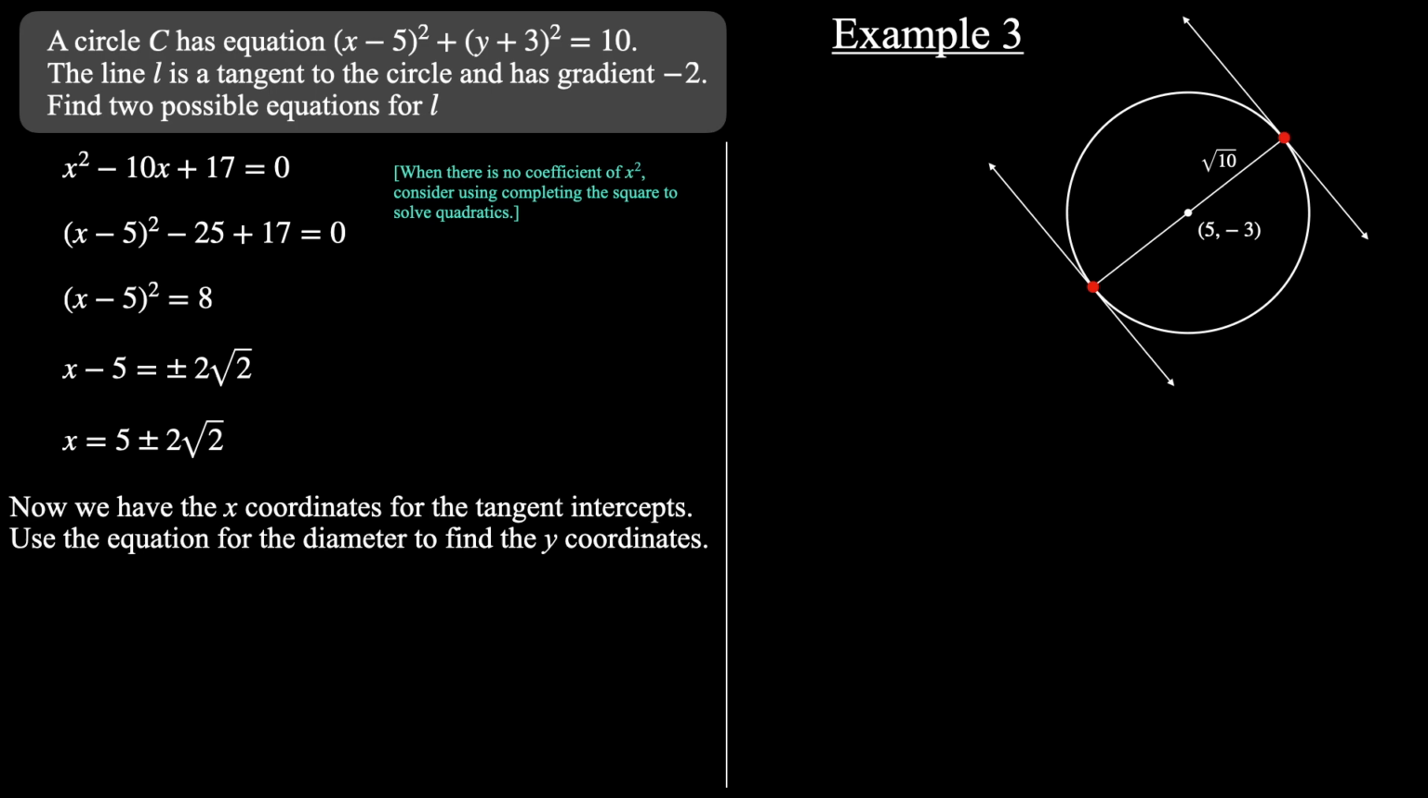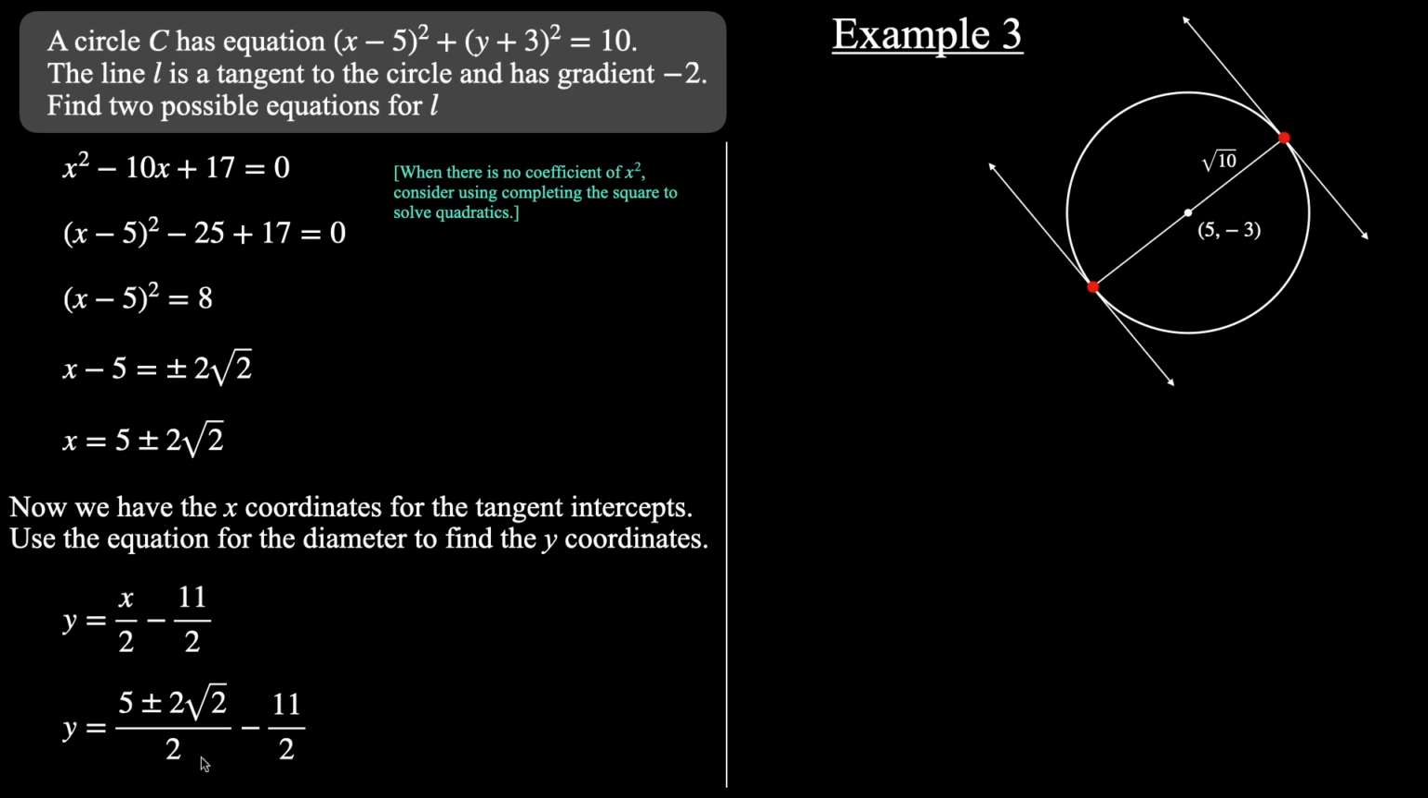So to find the y coordinates, I can plug this into the equation for the diameter, which looks like this. So that was y = x/2 − 11/2. That was from our previous page of working out. I'm going to be a bit lazy here. I'm going to plug them both in at the same time. If you're not comfortable with this, I would suggest separating them out. So plug in 5 + 2√2 first and get the y coordinate for that. And then plug in 5 − 2√2 and get the y coordinate for that. But we can do it both at the same time as well.